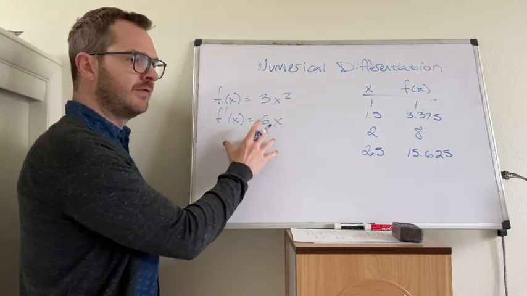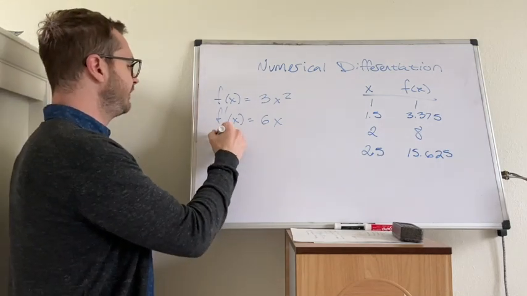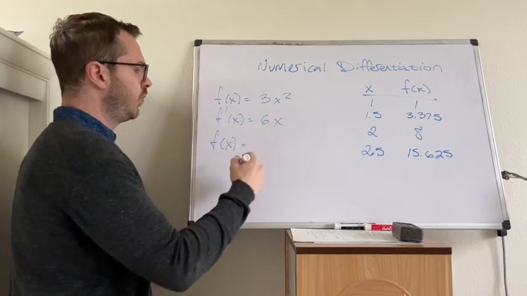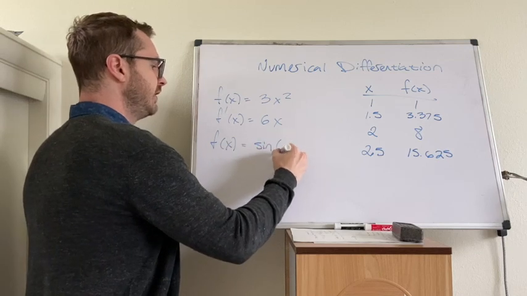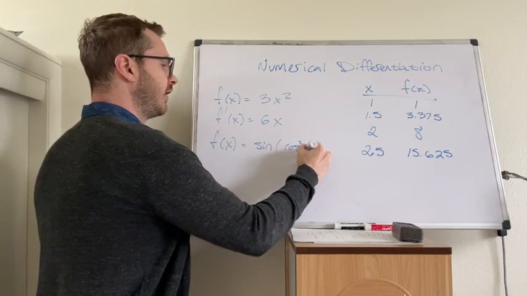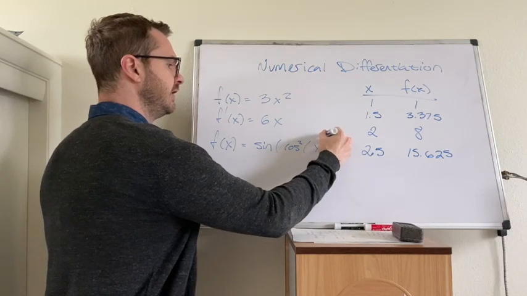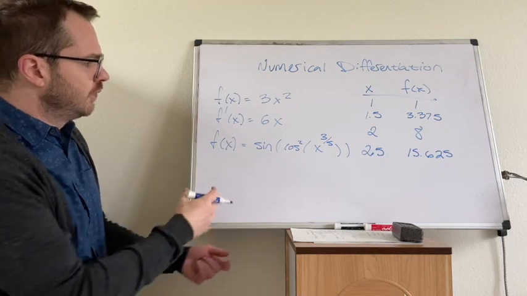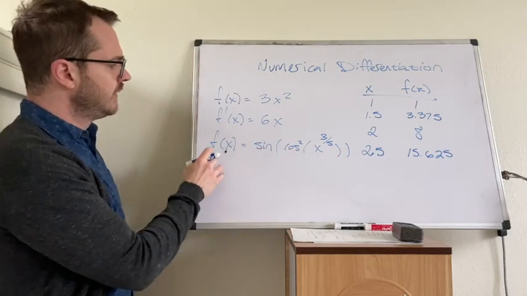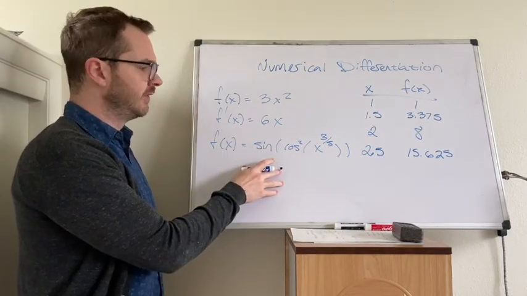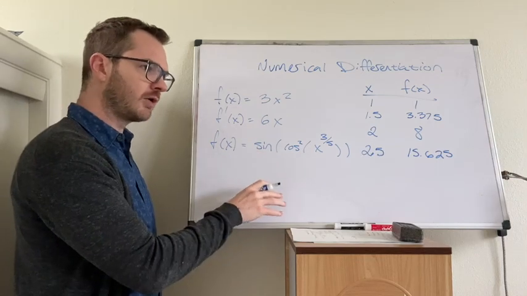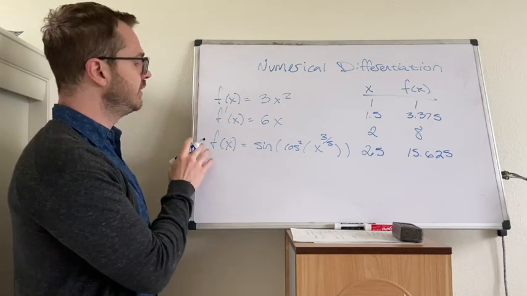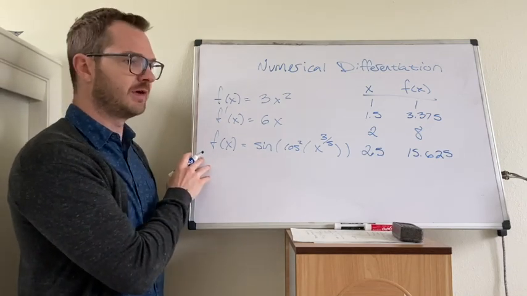What if this is a very complicated function? What if f of x is not something so small, 3x squared? What if we did sine of cosine squared of x to the 3/5? We could do something even more complicated, but we can absolutely find the derivative of this. We can chain rule and product rule our way through basically anything. If you were given a function explicitly, you can find the derivative of that function.